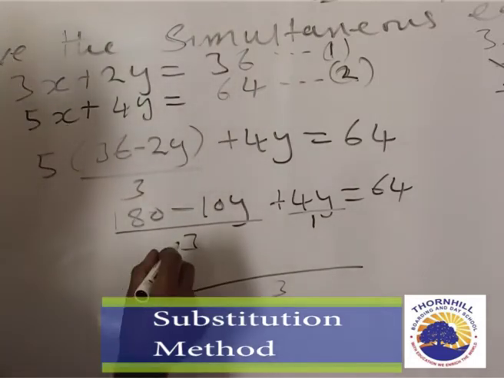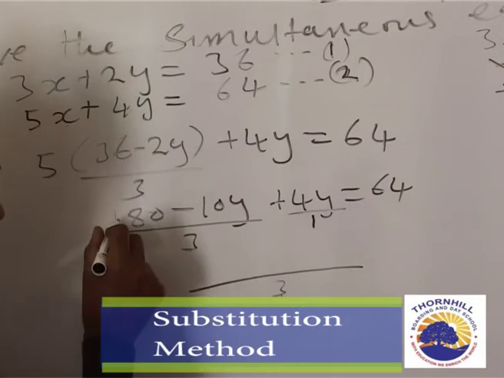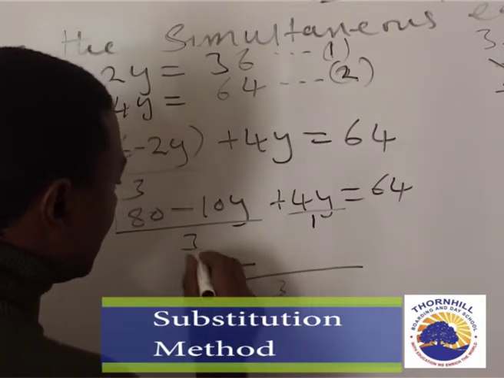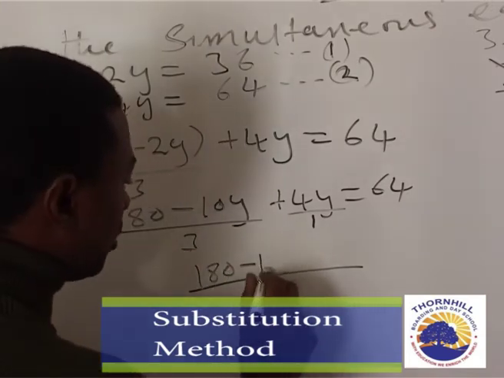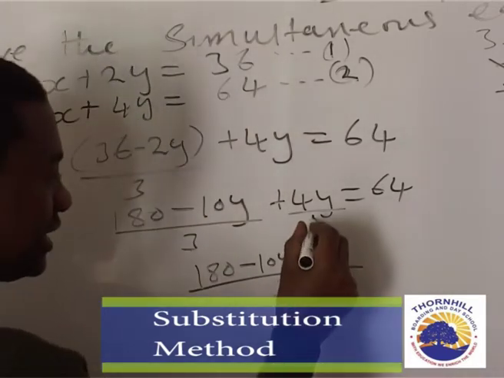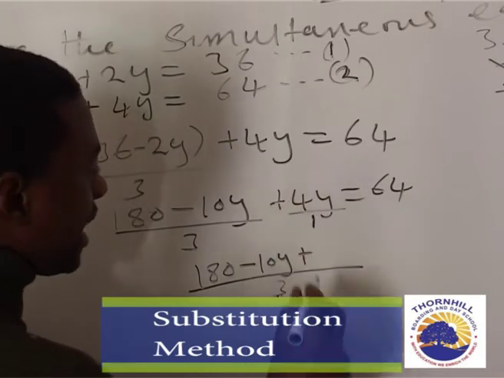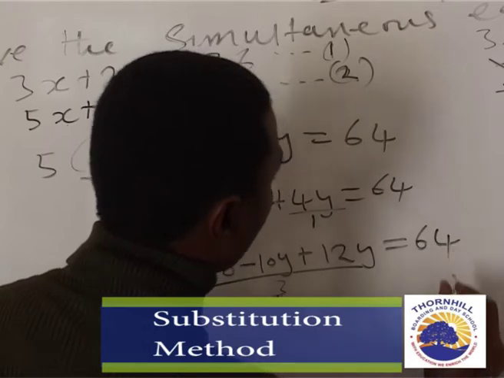Then we're going to divide. 3 into 3 is 1. 1 multiplied by 180 will give us 180. Minus 3 into 3 is 1. 1 multiplied by 10y will give us 10y. Plus 1 into 3 is 3. 3 multiplied by 4y will give us 12y is equal to 64. Like that.